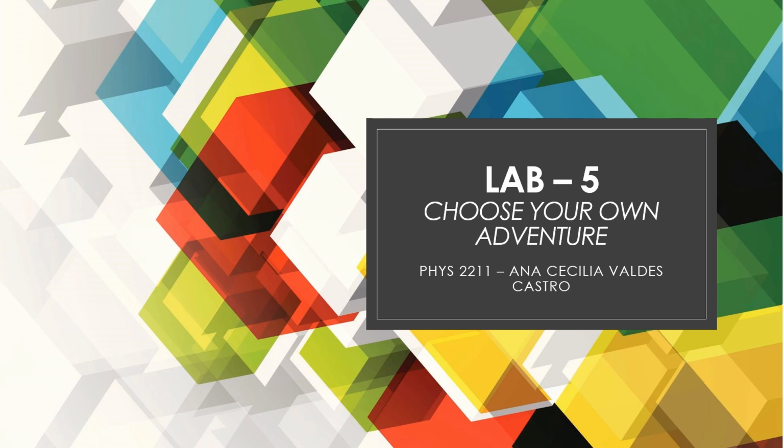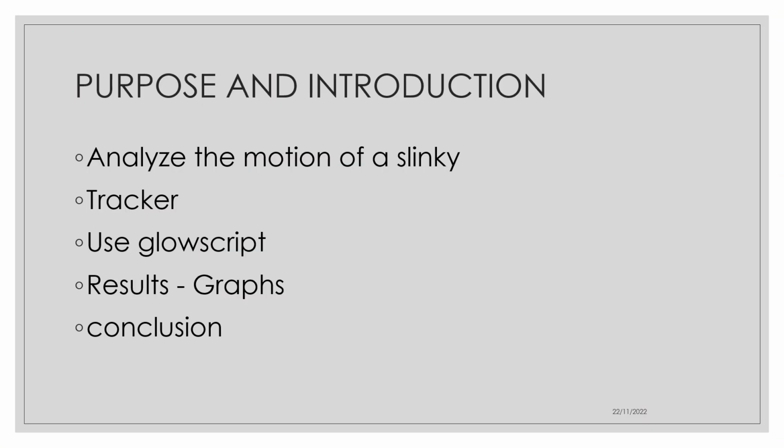Own Adventure. In this lab, we are given the freedom to choose our own adventure, so I will be analyzing the motion of a falling slinky. I will be using Tracker to analyze the observed motion of this falling object, and then I will use GlowScript to create a code that models computationally the predicted motion of this object. Finally, the results for both models will be compared, and I will be answering some questions at the very end.